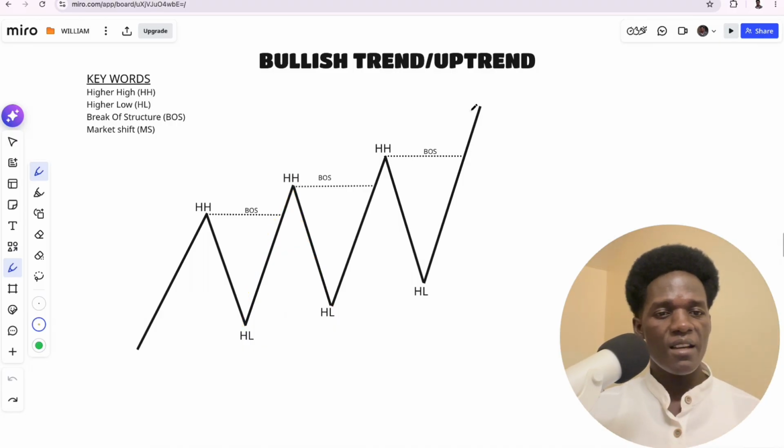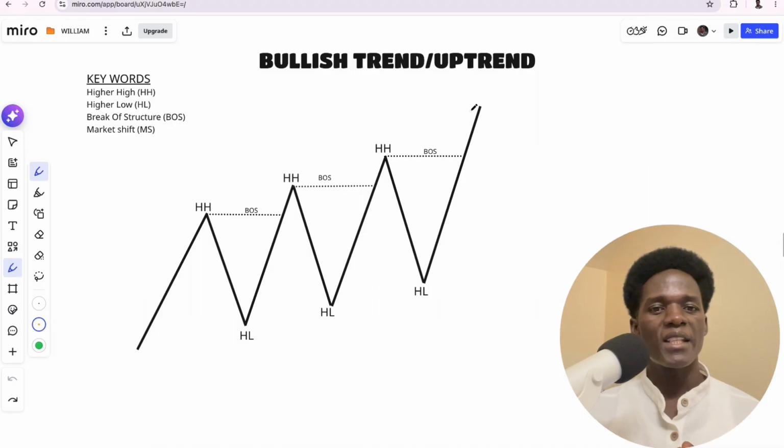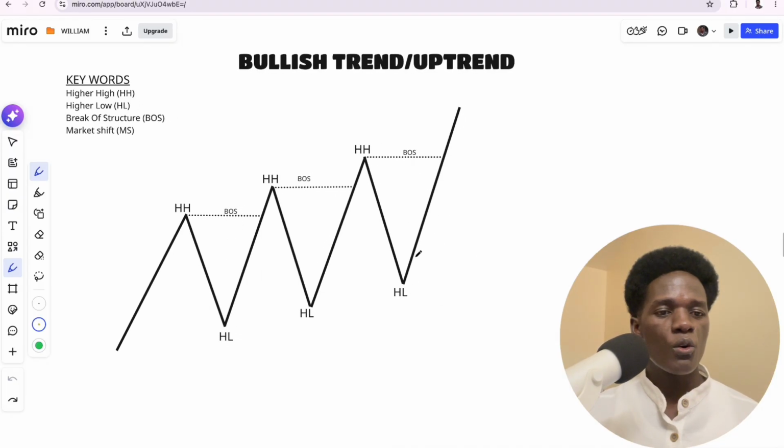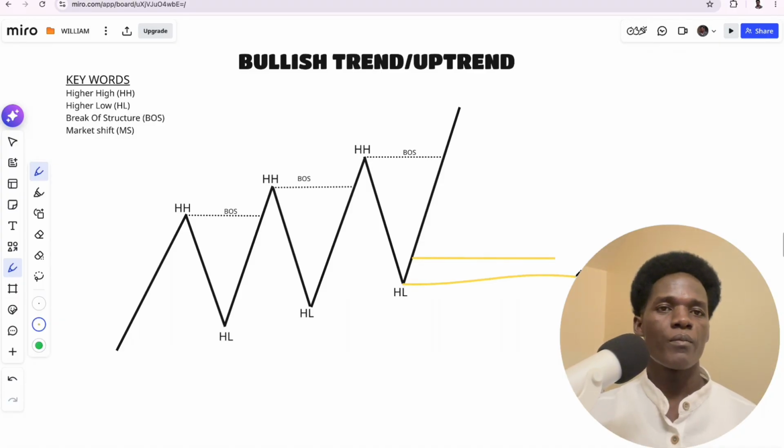So in this case, we have to buy. When the price is going up, we only want to buy. Where do we buy at? We buy at the fresh higher low. Where is our fresh higher low? This is our fresh higher low. This is our fresh higher low.